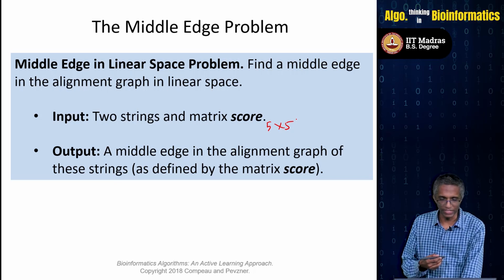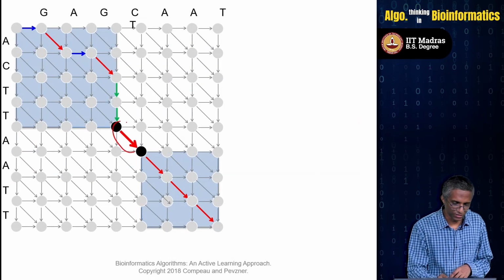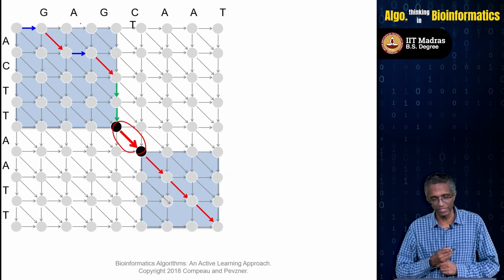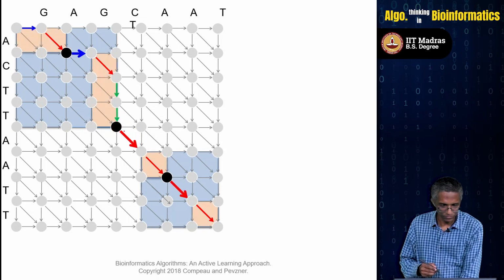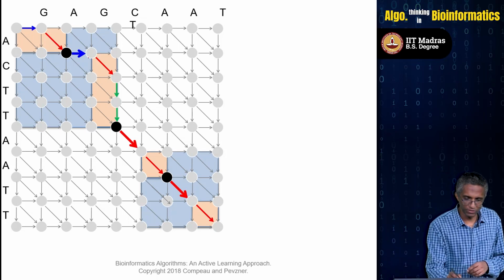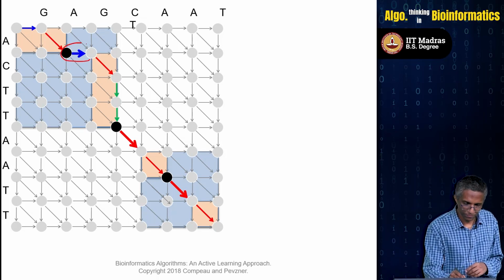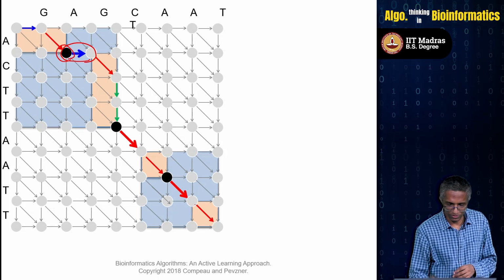Basically, it is the edge taken by the longest path from source to sink. So here is the middle edge in this particular alignment, right? It's just leaving this middle node. And in this particular subproblem, this is the middle edge, and this is the middle node. Similarly, in this particular subproblem, this is the middle edge and this is the middle node.